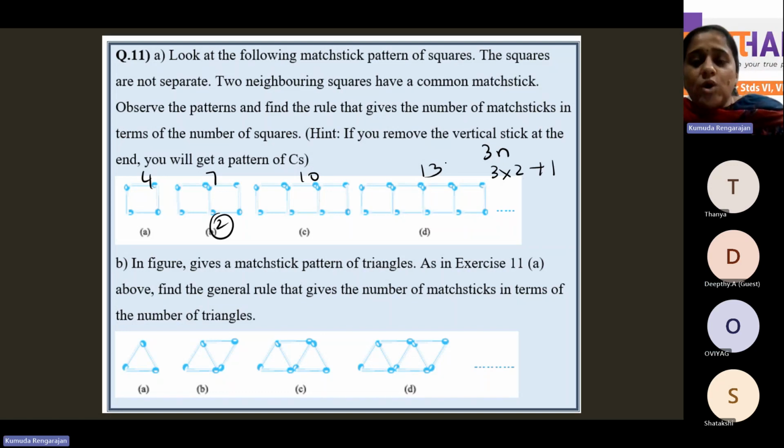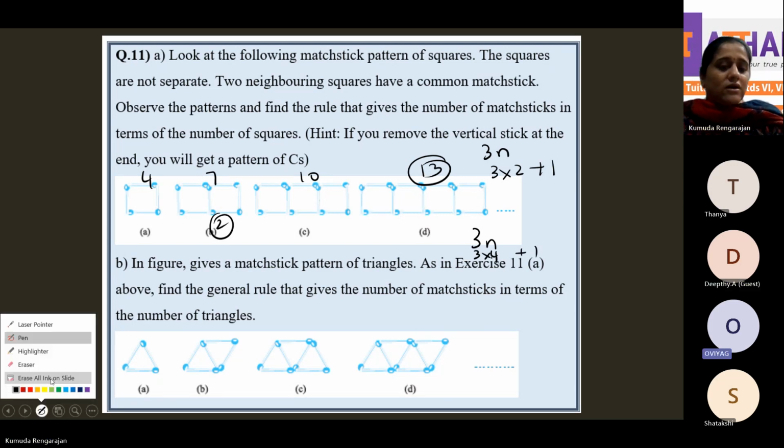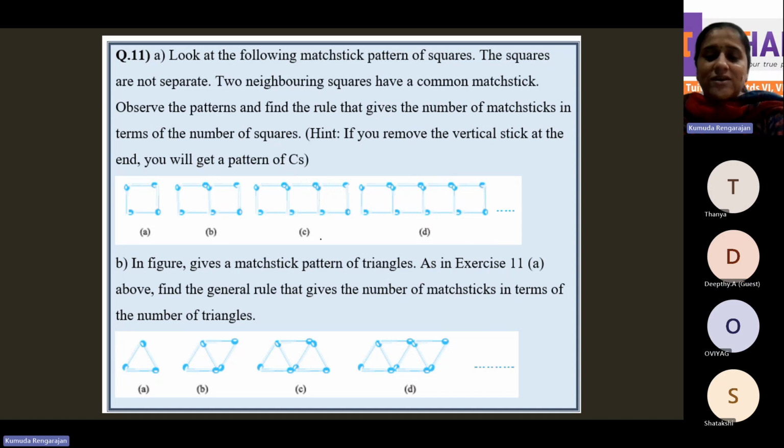How many sticks for the fourth one in the sequence? This is a sequence. 13. So 3n, meaning 3 into 4, is 12, plus 1. So the rule is 3n plus 1.